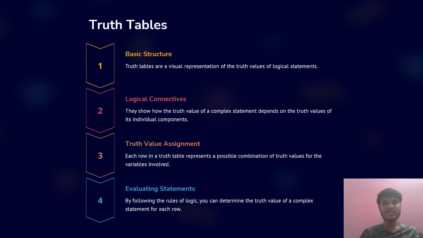Next, truth tables. Truth tables are a visual representation of the truth values of logical statements. They show how the truth value of a complex statement depends on the truth values of its individual components. Truth value assignment. Each row in a truth table represents a possible combination of truth values for the variables involved. Evaluating statements. By following the rules of logic, you can determine the truth value of a complex statement for each row.